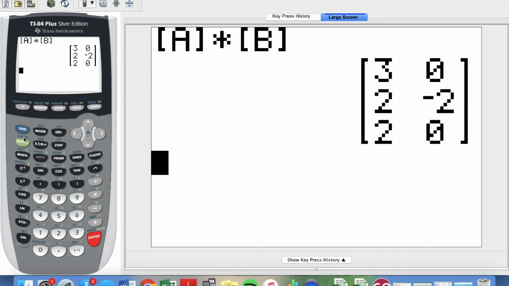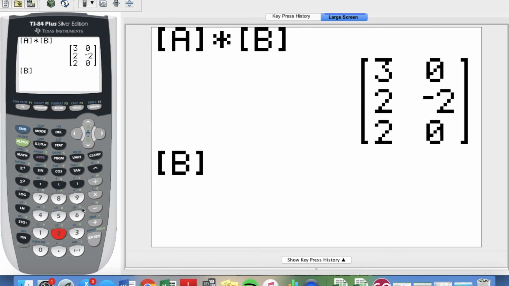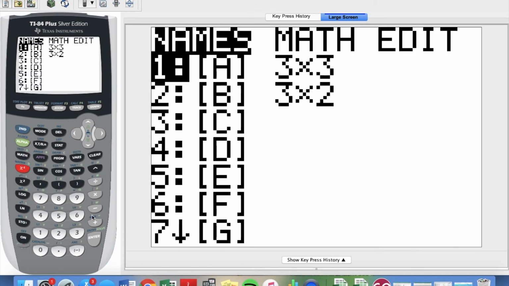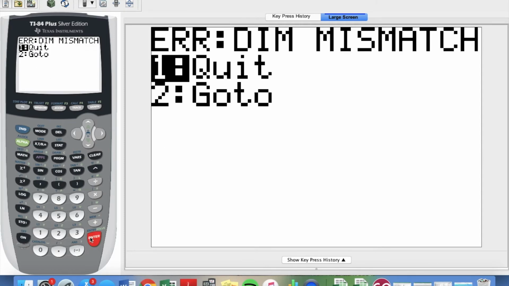So if I hit second matrix, so 2, so for matrix B times second matrix, and then try to do matrix 1. Sometimes it doesn't even work, and so here, it says dimension mismatch, and so that's telling us that this multiplication isn't even possible, let alone equal to A times B. Since I don't need to go to the error, I'm just going to go ahead and quit on that.